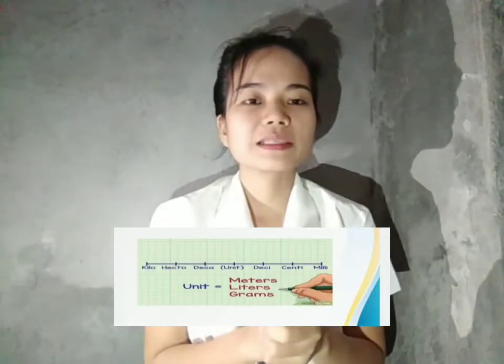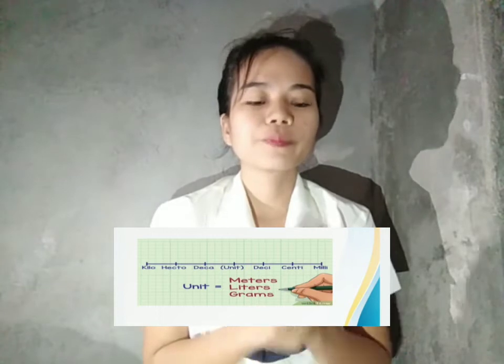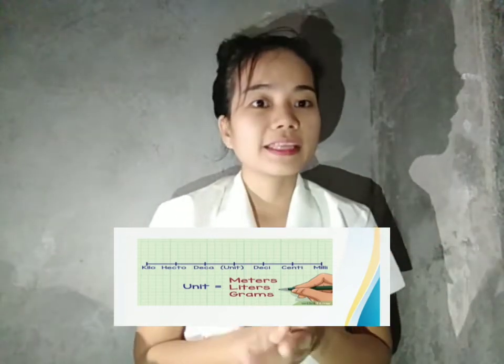The metric system is a system that uses meter, liter, and gram as the base units of length, weight, and capacity respectively. The metric system is commonly used around the world, aside from the United States, wherein they use a different form of standard measurement.